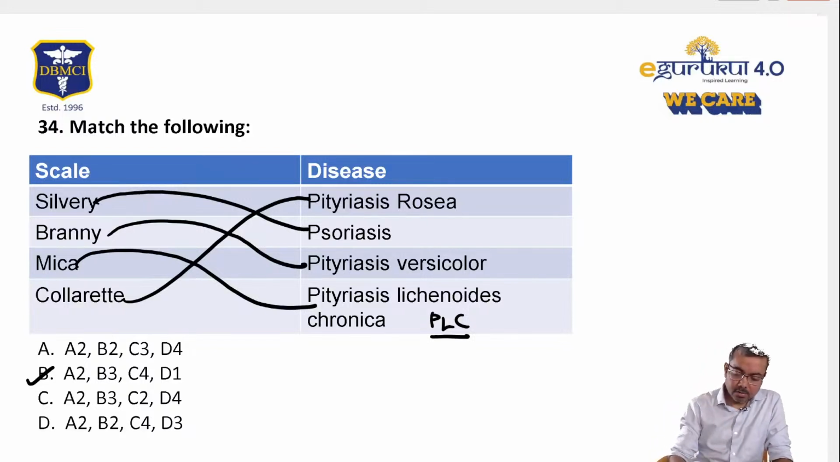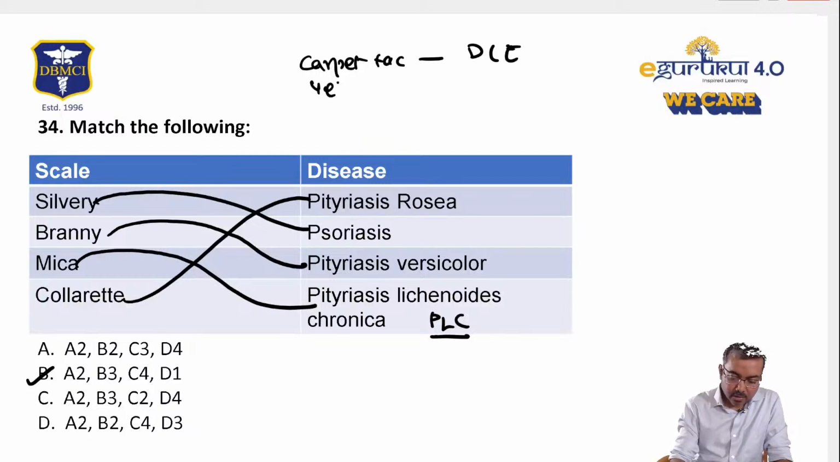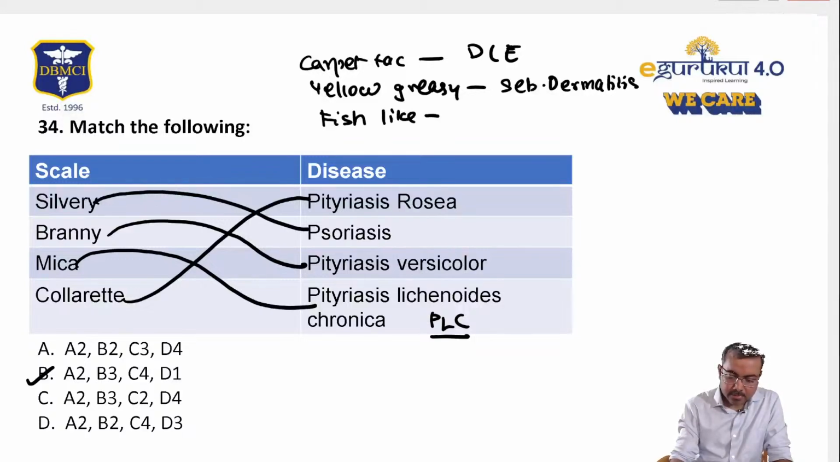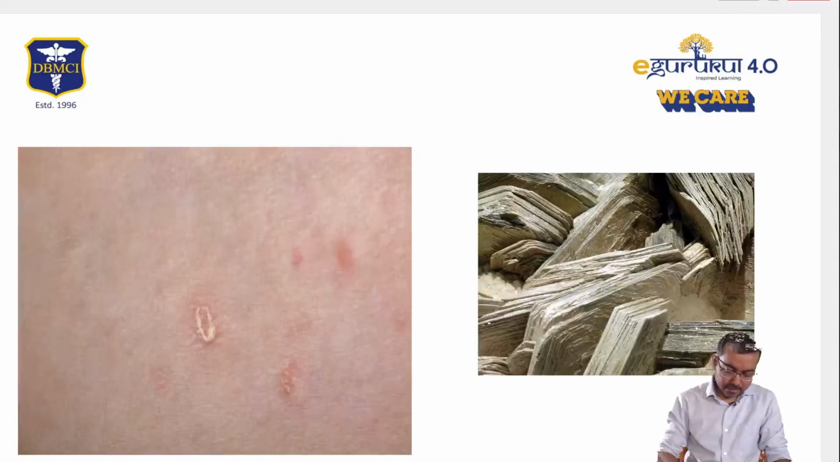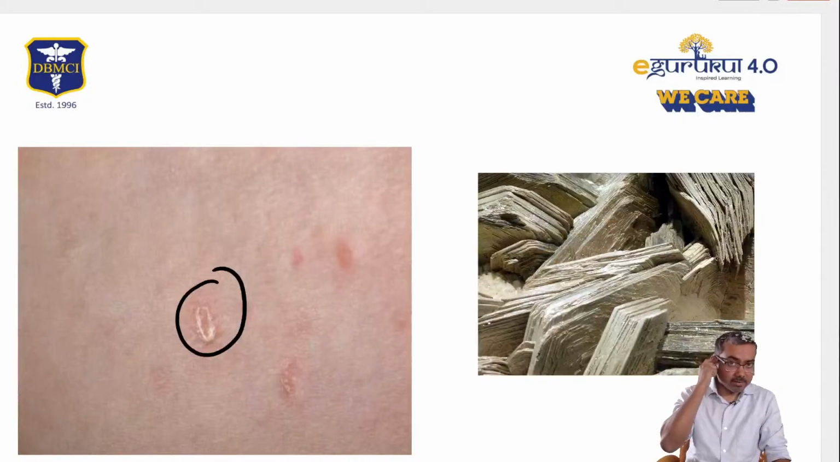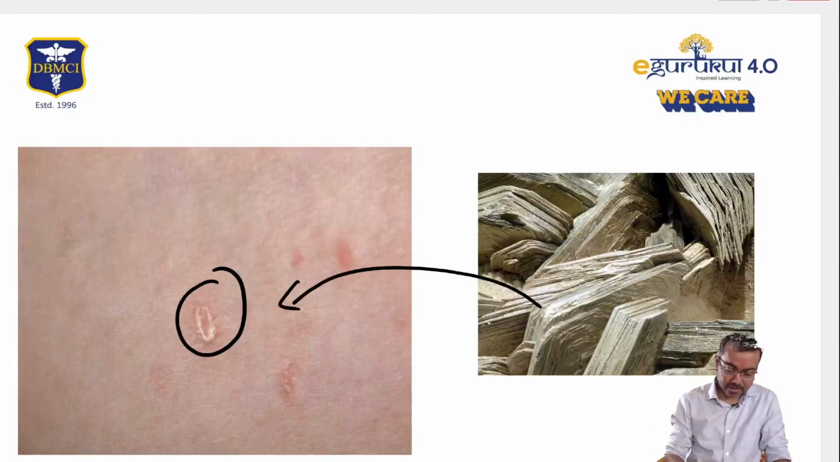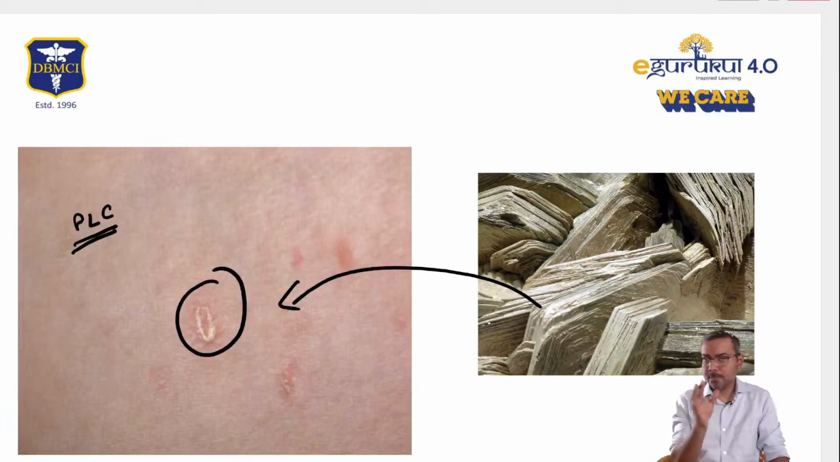Okay. Now, apart from that, we already know about carpet tack scale. That's DLE. Yellow greasy, that's seborrheic dermatitis. Fish-like in something called ichthyosis. Okay. Mica-like means that it looks like mica. You have to mug up these mica-like scales in a chronic disease called pityriasis lichenoides. Not too much to know, just about the name. Mica-like scales. Okay.